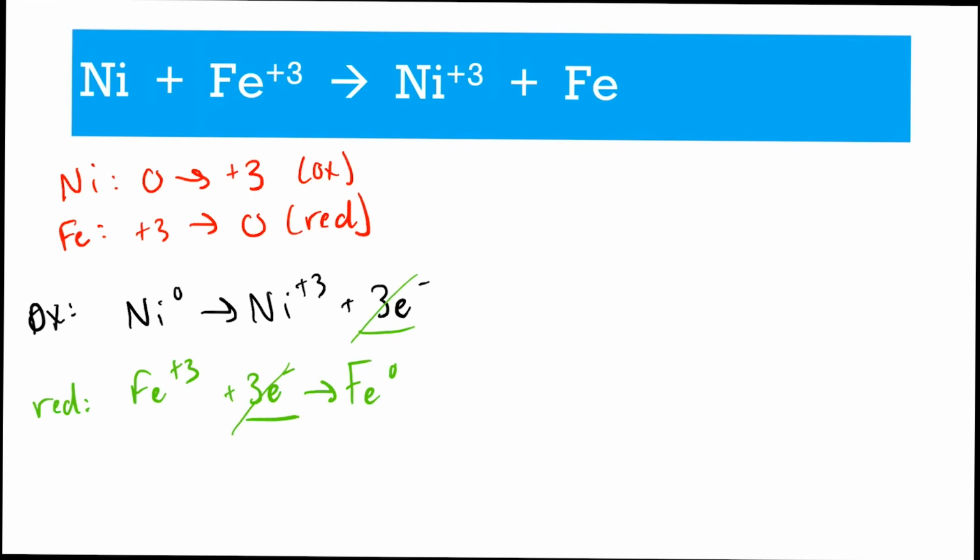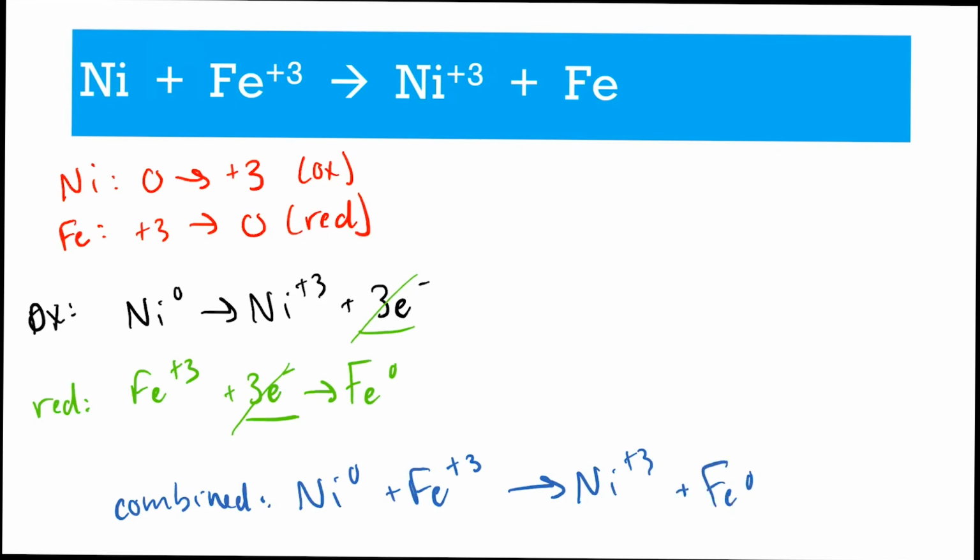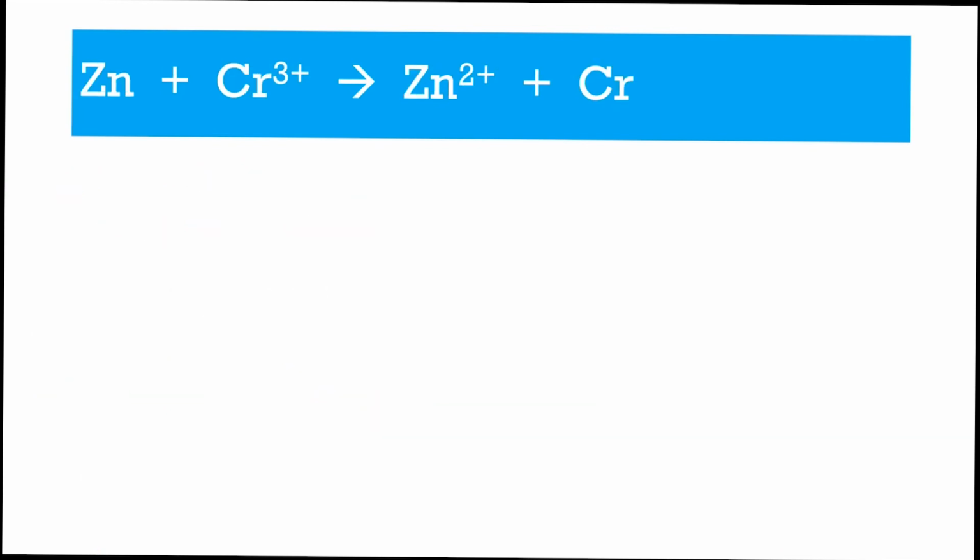So our combined reaction is Ni0 plus Fe3 plus gives you Ni3 plus and Fe0. So if you look at this, you have one Ni on both sides. You have one Fe on both sides. The total charge of the left side is plus 3. The total charge of the right side is plus 3. And then lastly is this one.